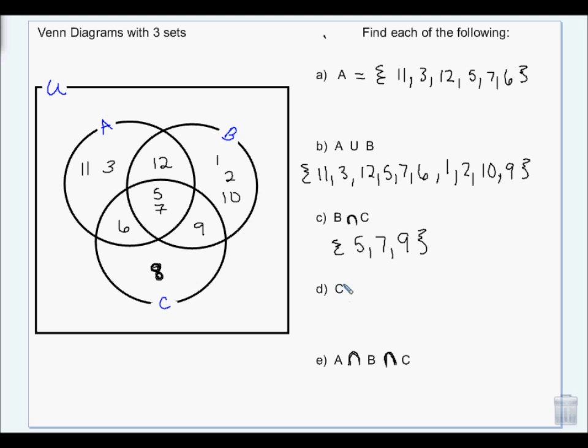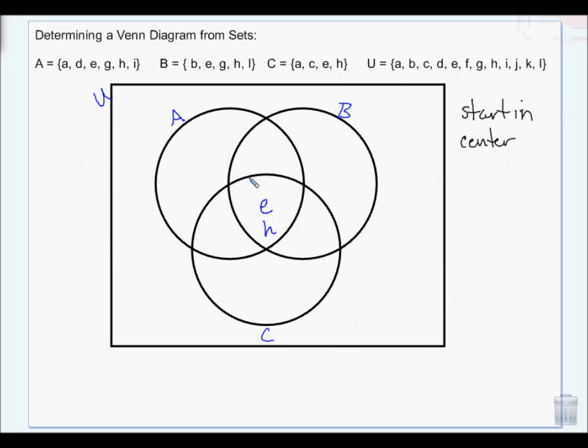The complement of C, or C prime, is everything that's not in this circle. So that's 11, 3, 12, 1, 2, and 10. Right? Because that's everything that's outside of that circle. And then A intersect B intersect C, that's just this middle part where all 3 circles overlap. So that's 5 and 7. Okay, so E and H, only 2 letters in all 3.